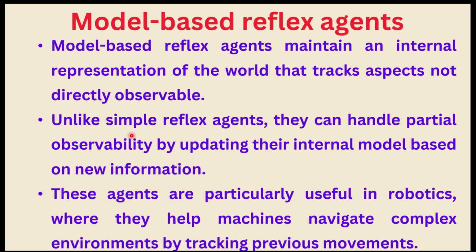Like a model, it is going to maintain an internal representation of the world that tracks aspects not directly observable. For the aspects which are not directly observable, it can only take note of what is happening in and around the world based on the model. It will have some set of boundary, and based on the boundary it is going to guess what the result will be.